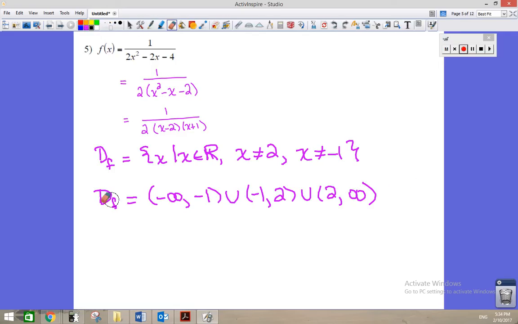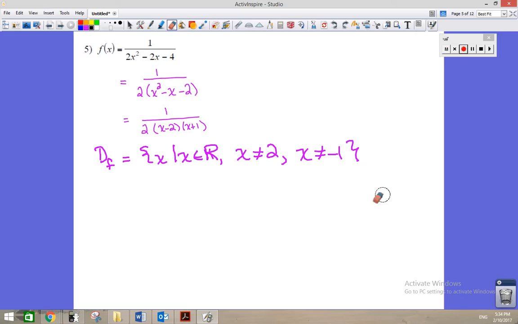I'm going to erase this one and just write below this x equals 2 and x equals negative 1. When you exclude things from the domain of a rational function, it will appear in the graph. You'll either be able to identify a hole in the graph or what they call a vertical asymptote. Holes in the graph are created when common factors cancel. We had nothing that canceled here, so we have no holes in this graph.